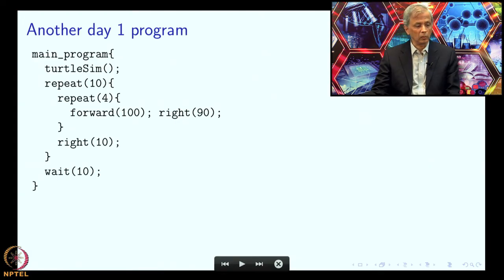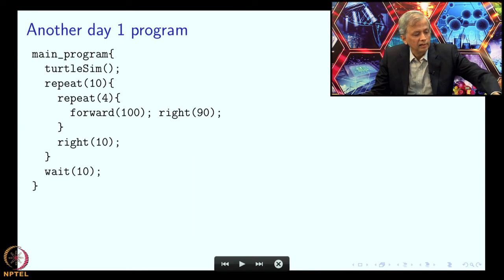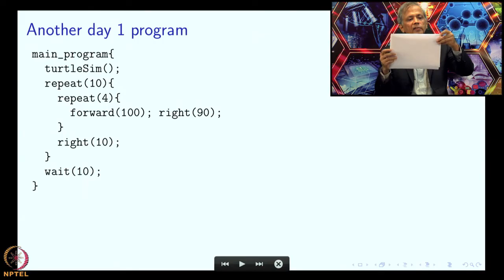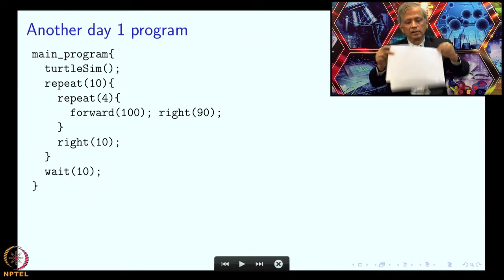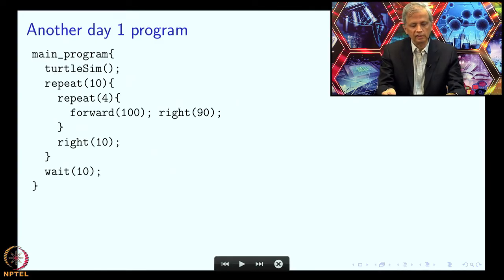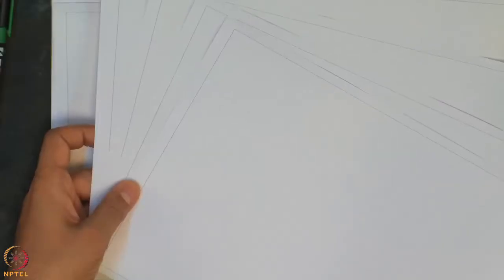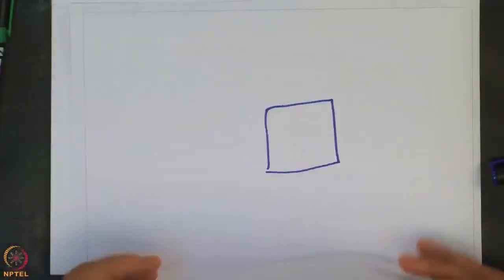So, what is going to happen is that if we are drawing squares, we first draw one square, then we turn and then we draw a square at a certain angle, then we draw another square, and we do this at different angles. So that is how this program is going to work. Okay.